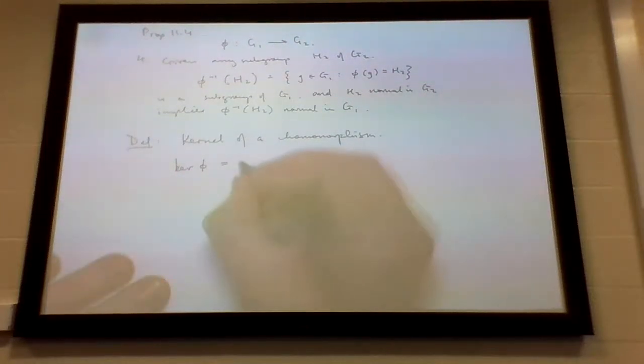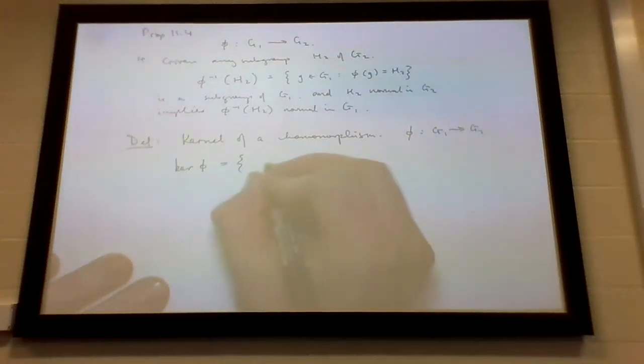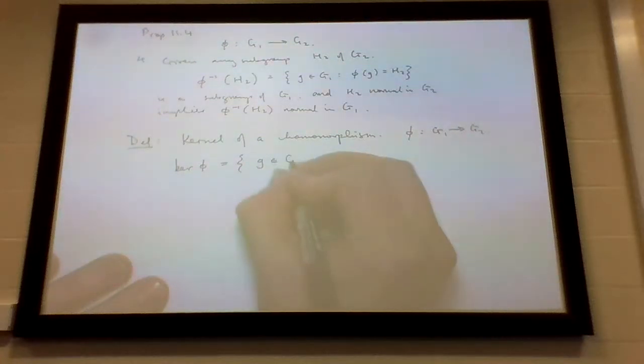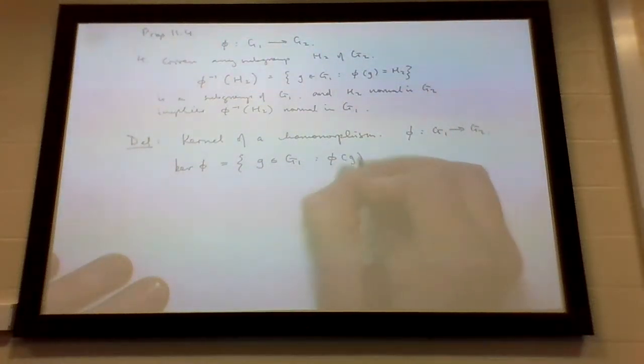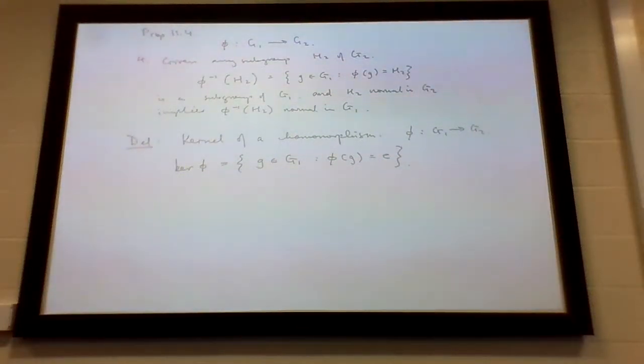Yeah, so you know the definition of this already. It's phi from G1 to G2. The kernel of phi is every g from G1 that gets sent to the identity. Now, what do I mean by e here? I mean the identity in G2. You can tell that from the context because I'm talking about it as a value of phi, so this e must be the e in G2. You could put a little subscript on it, e2.